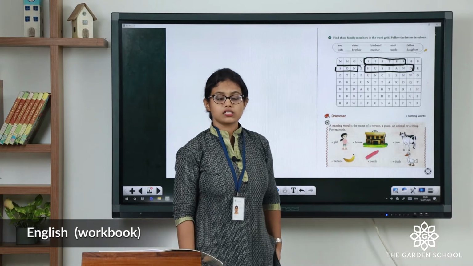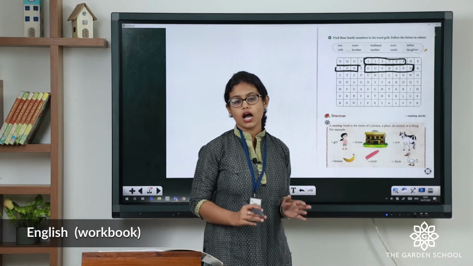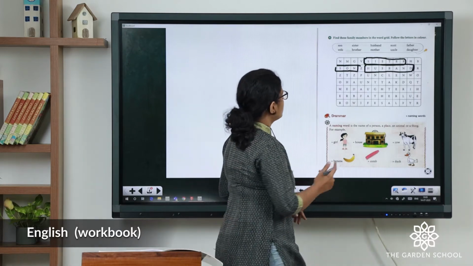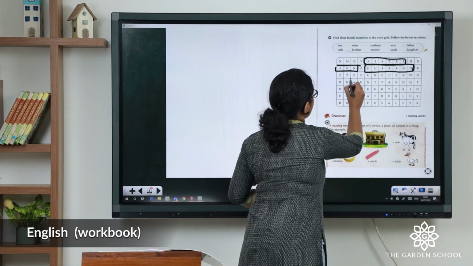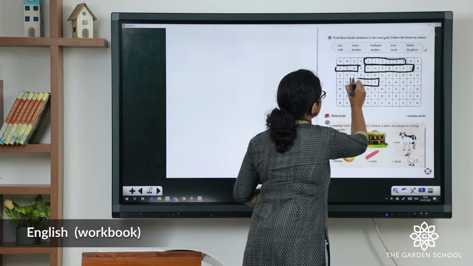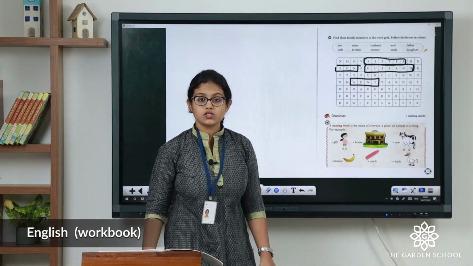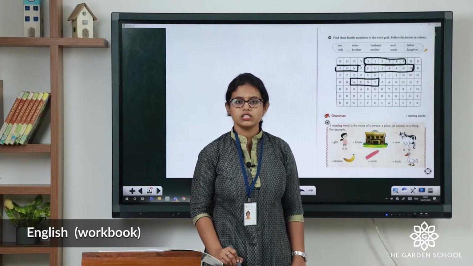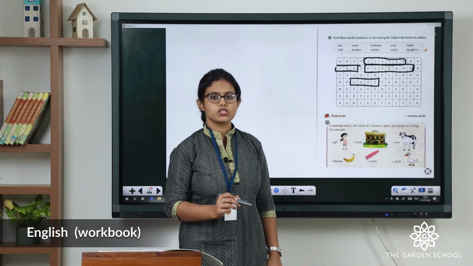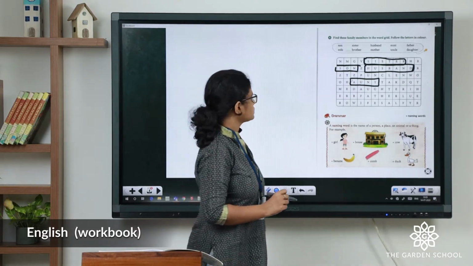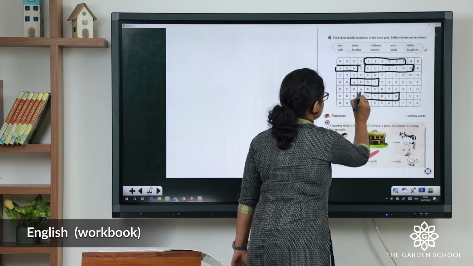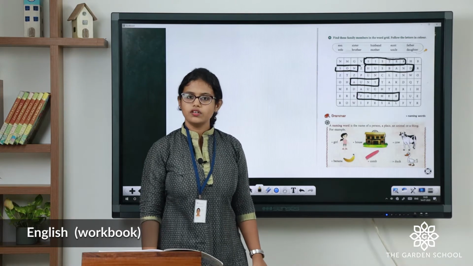And what is the next word? The next word is aunt. So the first letter is A. So we look for aunt, A-U-N-T. What is the next one? The next word is father. And what is the first letter? F. So we need to search for F. F-A-T-H-E-R. So we got the word father.